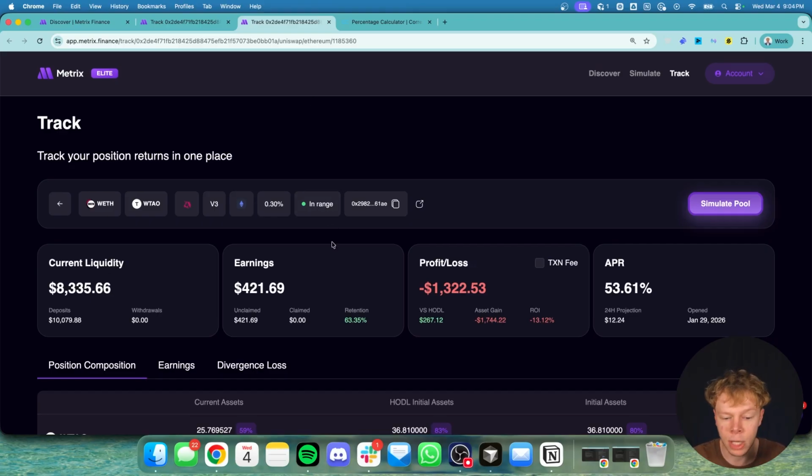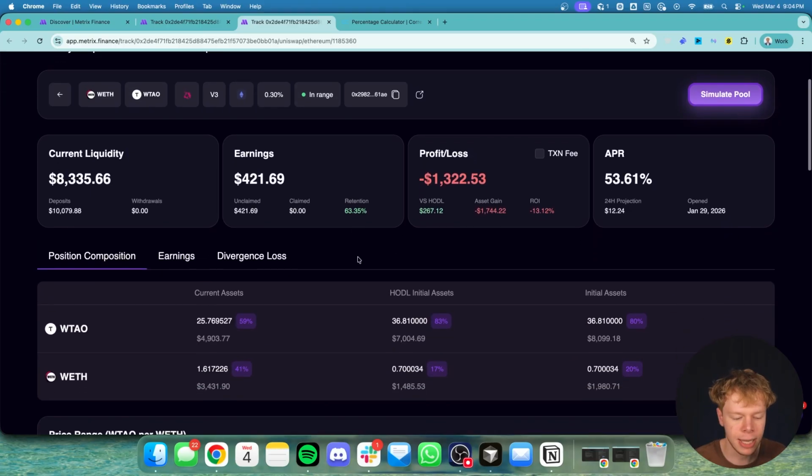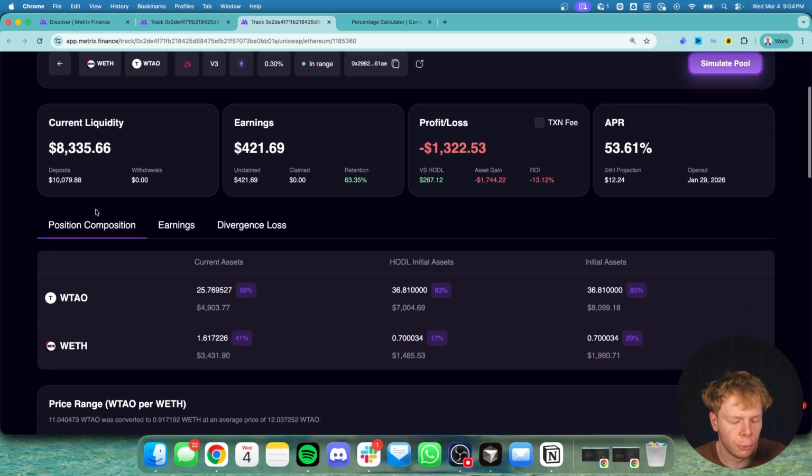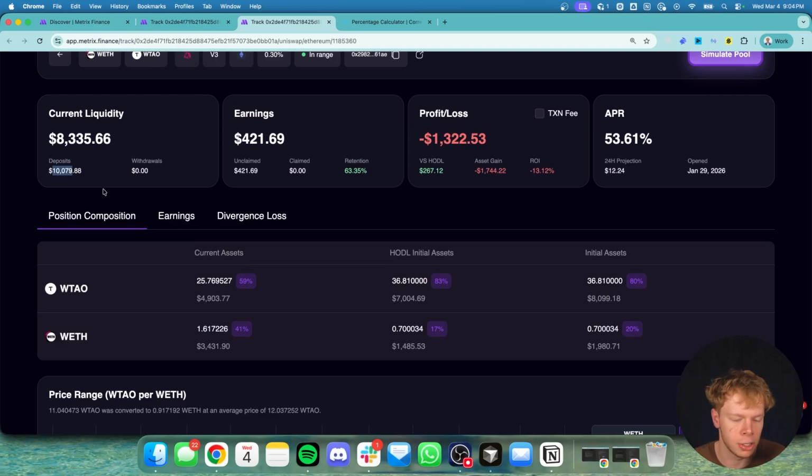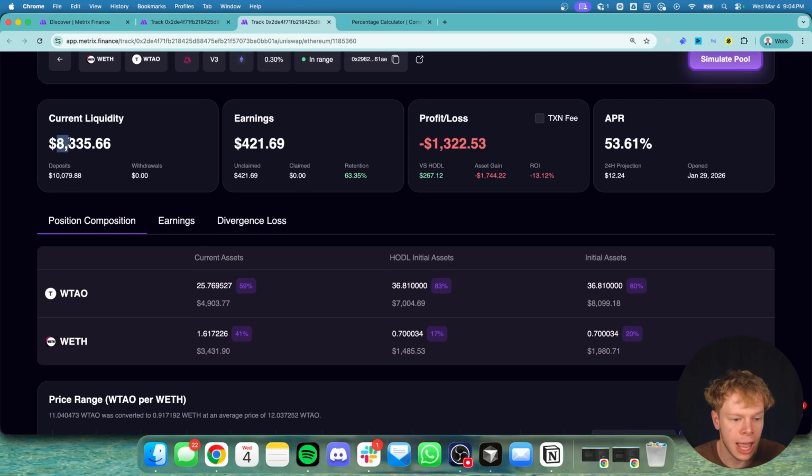So that's where we created something called retention, earnings retention, basically. It tells you how many of your earnings you are retaining after impermanent loss. And it's a very simple math equation. I'll show you. So for example, I invested $10,079 into this liquidity pool. That liquidity fell to $8,335, meaning that liquidity went down $1,744 right there. Now I've generated $421 of earnings, which means that my profit loss is negative $1,322. Now, just because I generated $421 of earnings does not mean that I am outperforming the market. I could very much be underperforming the market.